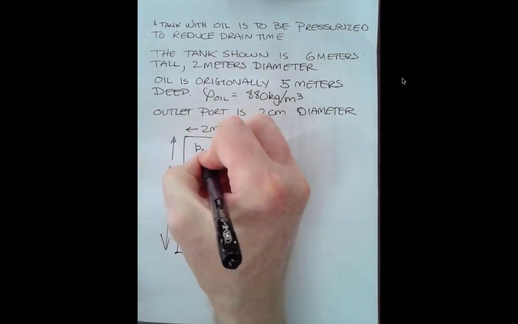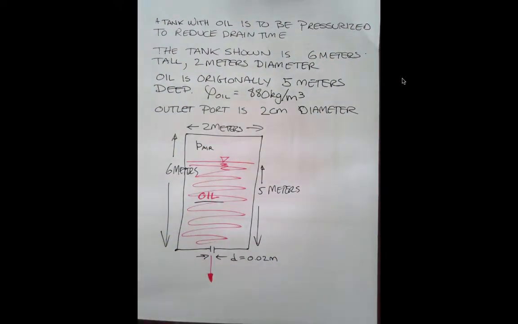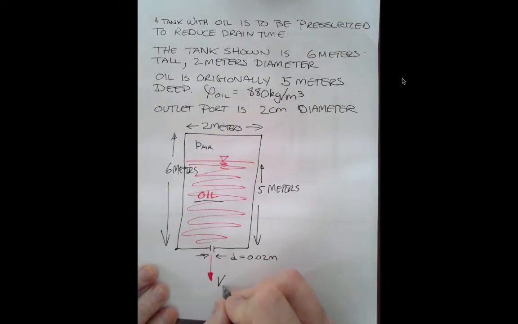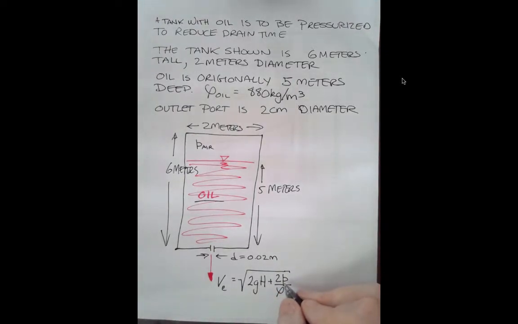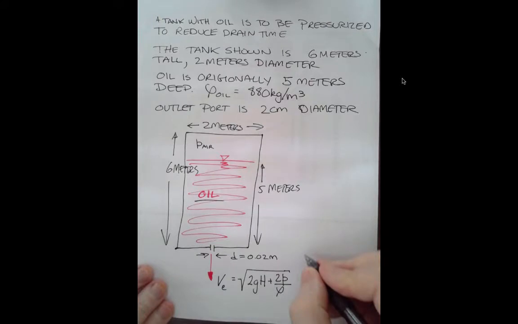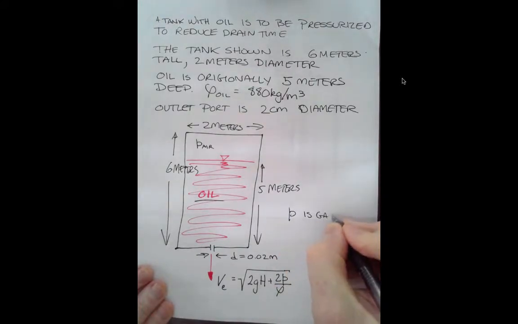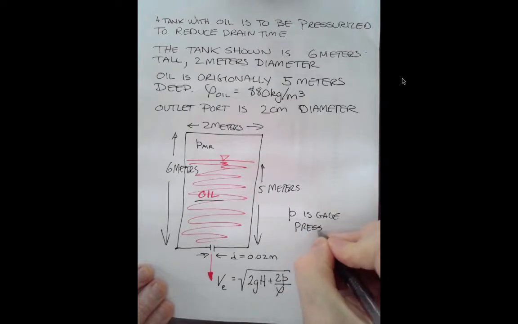And there's some pressure in the air up here. So we'll increase this pressure to force the oil out faster. The outlet velocity we'll assume is given by the following formula: square root of 2g times the height of the oil plus twice the pressure divided by the density. So we increase pressure above 0 gauge and we get a little bit more exit velocity. So P is gauge pressure of air.